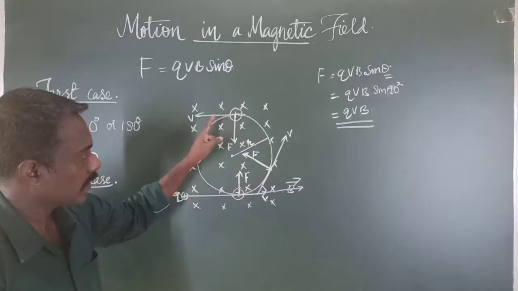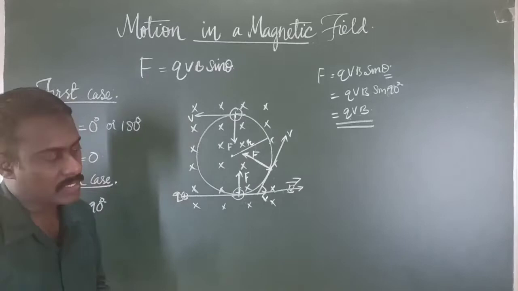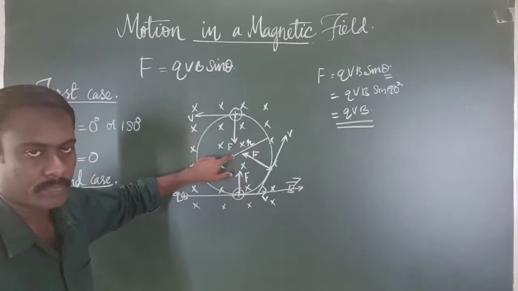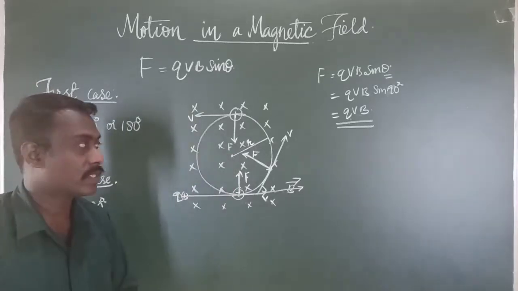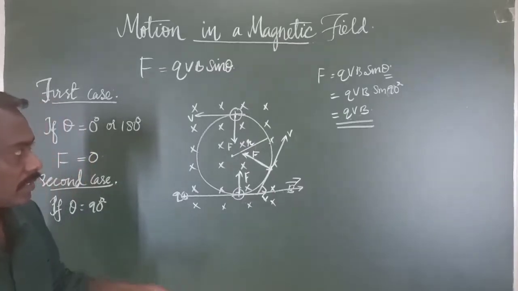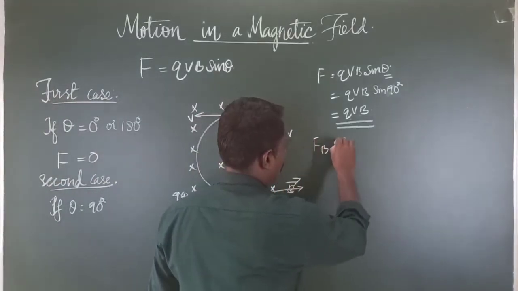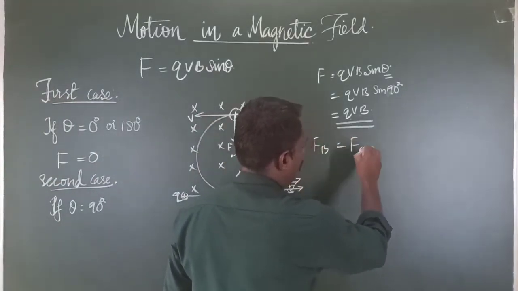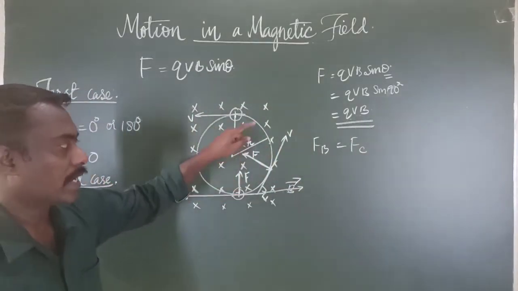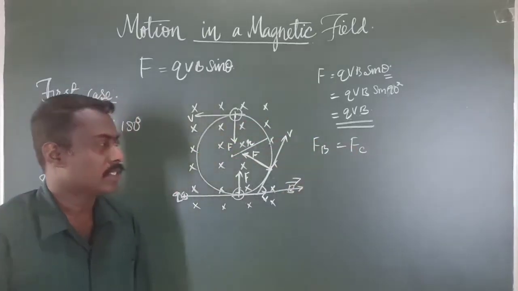As the particle moves forward, it describes a circular path. And in the circular path, the force exerted on the moving charge is always towards the center of the circle. Centripetal force is acting on the moving charges in this case. So here the force exerted by the magnetic field, FB, can also be written as the centripetal force. That means the force exerted by the magnetic field and the centripetal force will be the same. FB is equal to FC.